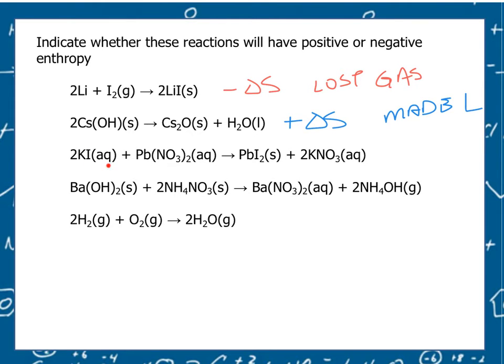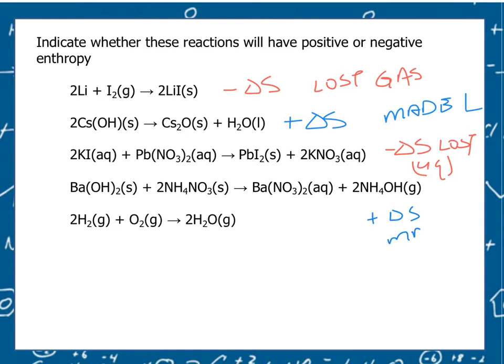Okay. This AQ, that's for aqueous, that just means dissolved in water, so we're going to treat it like a liquid. Aqueous and aqueous, so three total aqueous things. There's two aqueous here, and there's one aqueous here. Turns into a solid and two aqueous. So this one is going to be negative delta S. We lost an aqueous state, and we made a solid. A solid plus two more solids, so three solid molecules, turns into an aqueous molecule and two gaseous molecules. So this is going to be positive delta S.